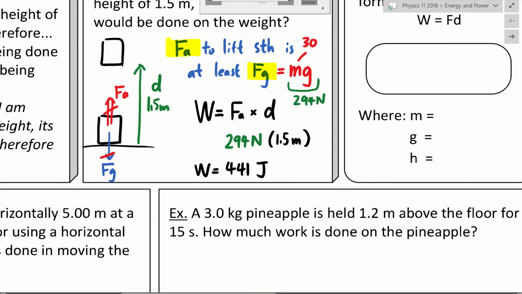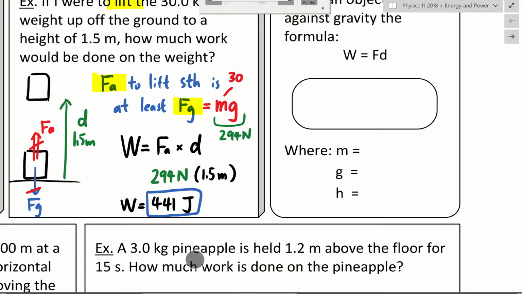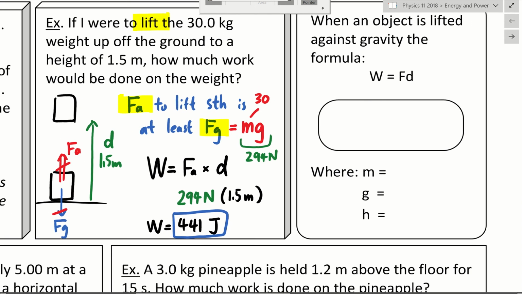So that means lifting up this box, you spent 400-ish joules of energy from your body. Now remember, energy is like money. There is a certain amount in your body. You will have to eat and rest to replenish it. And that's why you get tired. If you continuously have to move this box up and down, up and down, up and down, you eventually get really tired, right? Because eventually you run out of energy.